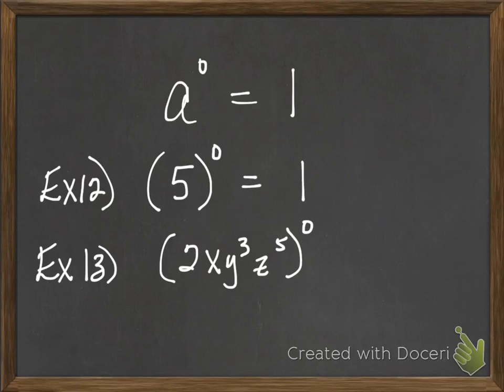So if you made it really, really difficult and you had a big long product like 2 times x times y cubed times z to the 5th and you had all that in parentheses and it was raised to the 0 power and you're thinking, oh, this is going to be a horrible problem, it's going to take me forever. No, it's not, because anything raised to the 0 power is always equal to 1. Anything. Any number, any variable, any product, anything raised to the 0 power is equal to 1. All right, those are the end of our notes today.